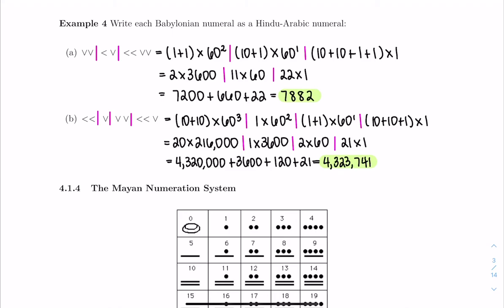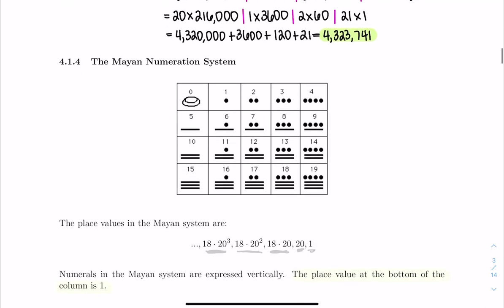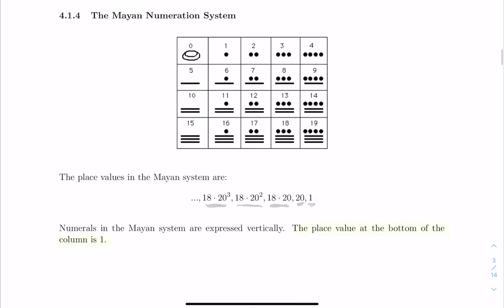Now we're going to talk about the Mayan numeration system. And so this is probably one of the more complicated ones. We have symbols from 0 through 19, and you'll see that the same pattern is going to occur every 5. Their place values are a little funky. So the first one is going to be the first place value.